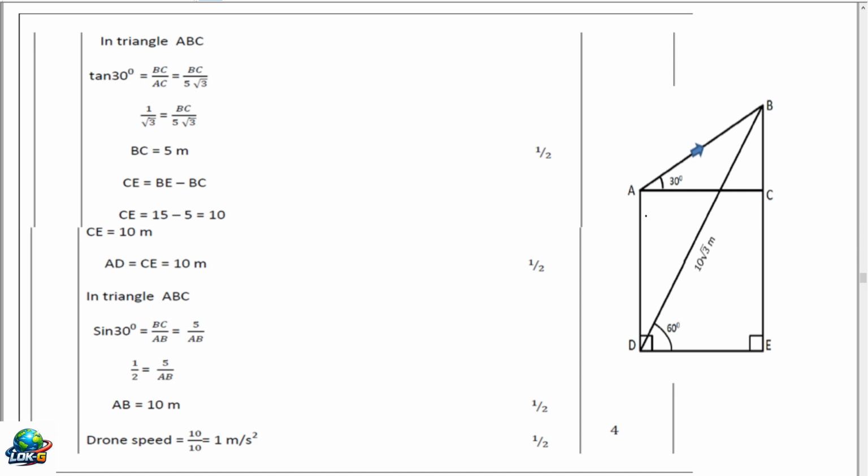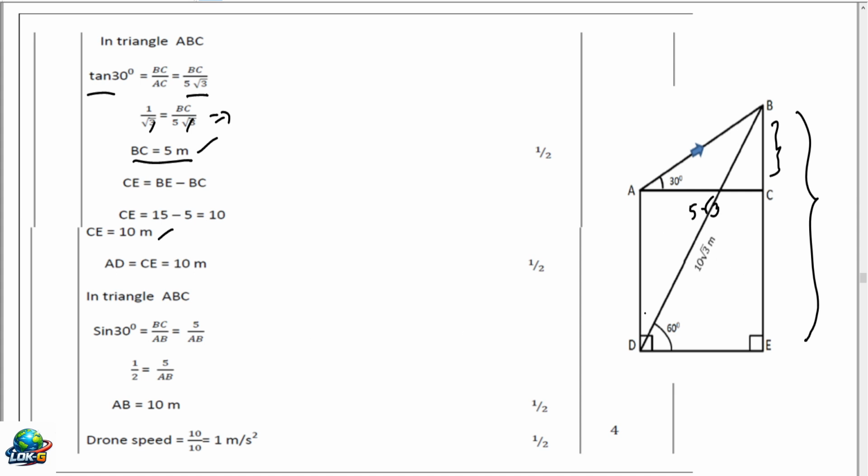In right angle triangle ABC, tan 30 is equal to opposite upon adjacent, that is BC upon AC. AC is how much? Just now you got it as 5 root 3. And tan 30 is 1 by root 3, so 1 by root 3 equals BC upon 5 root 3. Now you can cancel root 3, take it to the right, you will get BC is equal to 5 meter. Then what is CE length? Is it not BE minus BC? If you subtract BE minus BC, you will get what? 10 meter.